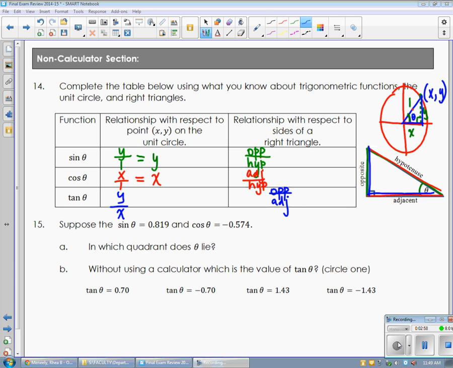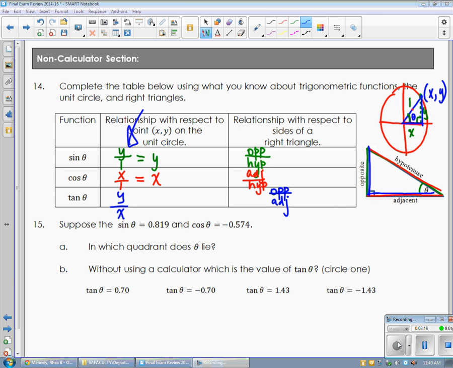And so if you're given an ordered pair on a unit circle, you can use these relationships. If the ordered pair that you're given is not on a unit circle, then you have to draw a triangle in the appropriate quadrant and then construct the sides based on what you know about the Pythagorean theorem. Let's take a look at number 15.